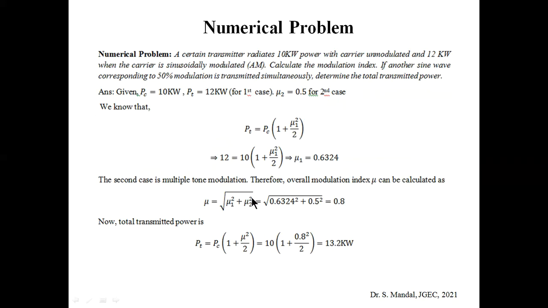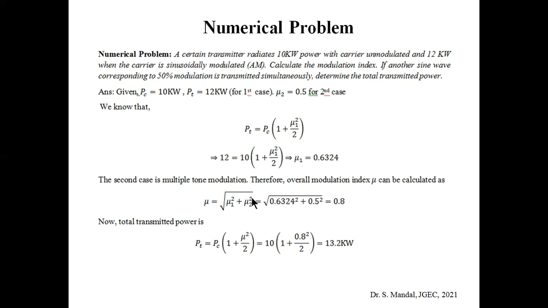Okay, next problem. A certain transmitter radiates 10 kilowatt power with carrier unmodulated, and 12 kilowatt when the carrier is sinusoidally modulated by AM. Calculate the modulation index. Next, if another sine wave corresponding to 50% modulation is transmitted simultaneously, determine the total transmitted power.